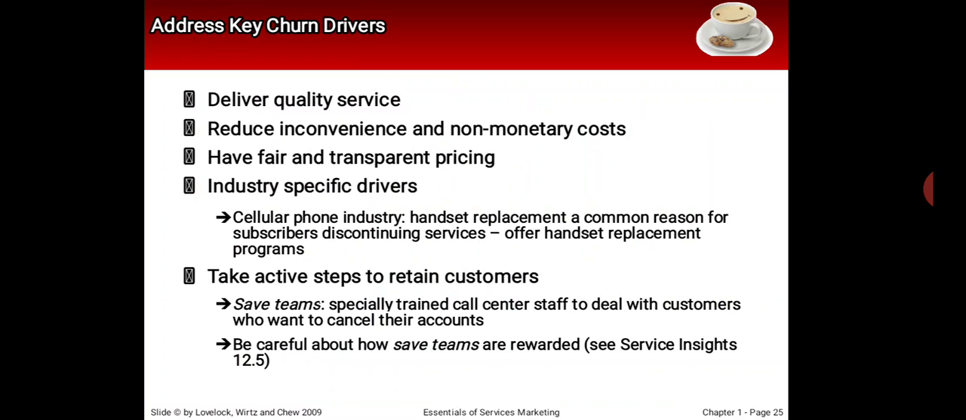Addressing key churn drivers: deliver quality services, reduce inconvenience and non-monetary cost, have fair and transparent pricing. Industry specific drivers, like in the cellular phone industry, handset replacement is a common reason for subscribers discontinuing services. Other handset replacement programs take active steps to retain customers, that includes save teams, special training, trained call center staff to deal with customers who want to cancel their account. Be careful about how save teams are rewarded.